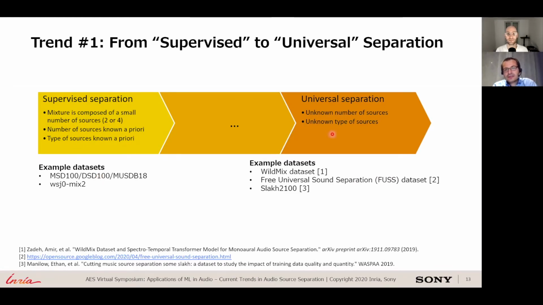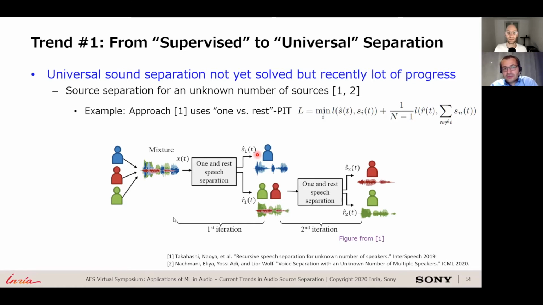And even more, we know also what type of sources we want to separate. On the other end of the scale, we have really universal separation, where we have an unknown number of sources, and even more important, also we deal with an unknown source type in the mixture. So we really don't know a priori what type of sources are there. This universal sound separation problem is not yet solved, but we can see recently a lot of progress that people have made towards this goal of universal sound separation. And one thing that is now possible is to do source separation for an unknown number of sources. And there are 2 references that you can see here.